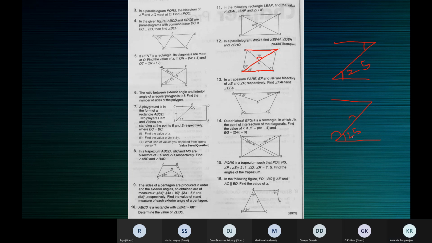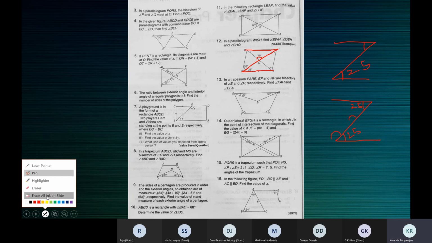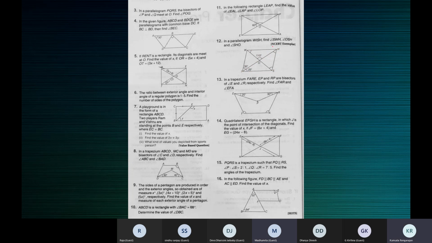So 25 degrees. These are the parallel lines and this is the transversal. Alternate interior angles are equal. So this is 25 degrees. This is also 25. Now what happens? Ma'am, this 110 plus 25 plus the W gives 180 degrees, ma'am.